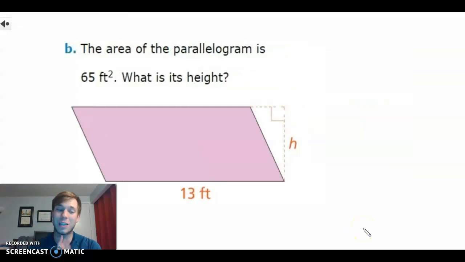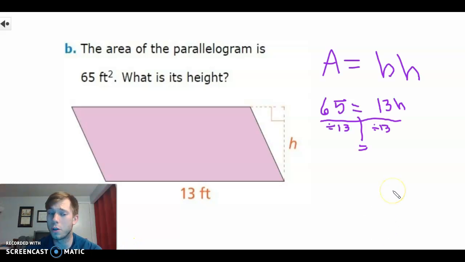All right, guys, last one for you. I want you to give this one a try. We have the area of the parallelogram is 65 feet squared. I want you to figure out what its height is going to be. Give this one a try on your own.